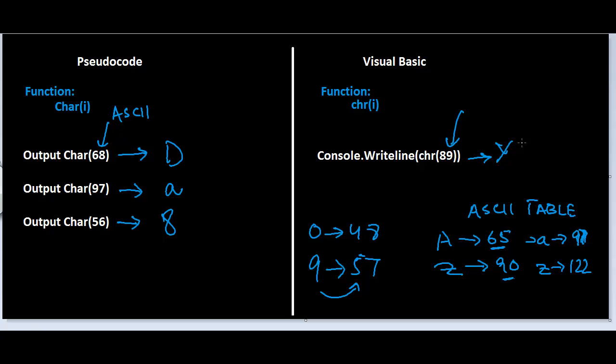So I hope you understand. It was a very simple function to understand. All we need to do is pass the ASCII code in the function, and this function is going to return us the corresponding character.